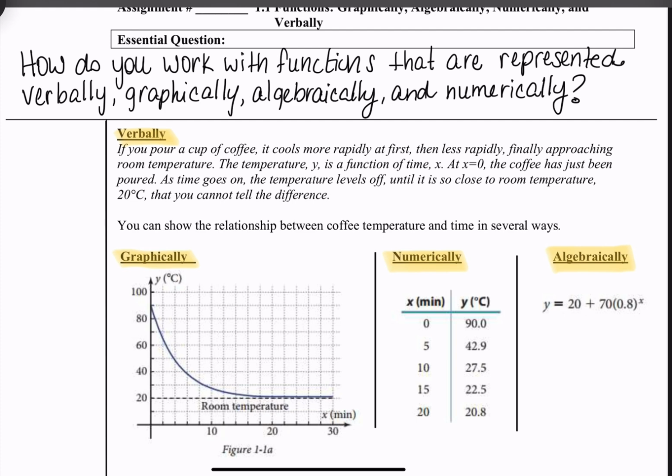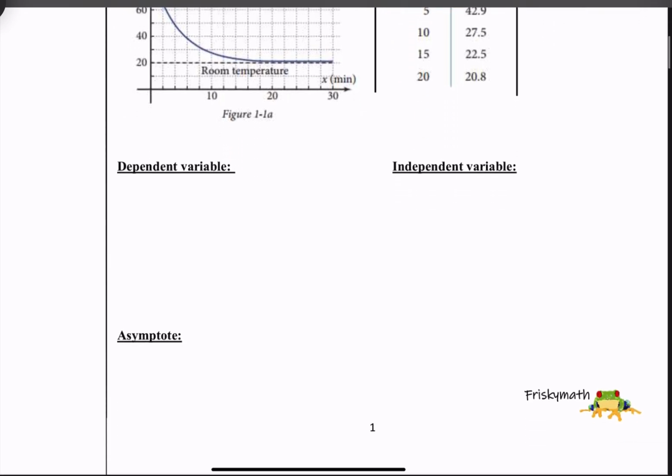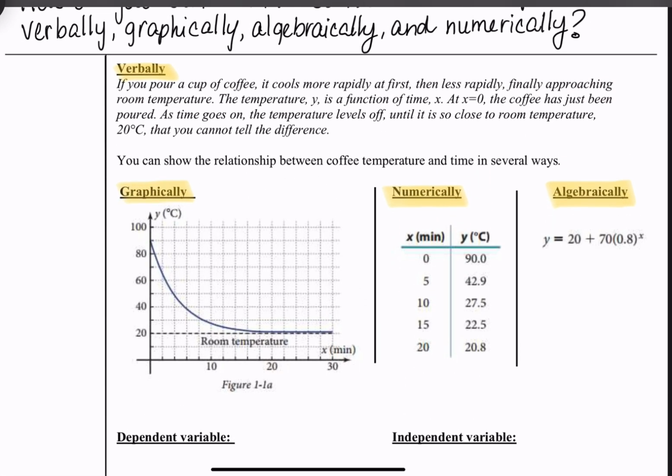All right, now let's go through this problem, and as we go through this problem, I'm also going to be talking about some other vocabulary, again, just a review. If you pour a cup of coffee, it cools more rapidly at first, then less rapidly, finally approaching room temperature. And if I look down at the graph, I see a curve that is decreasing pretty rapidly and then decreasing less and less rapidly as we move on to the right.